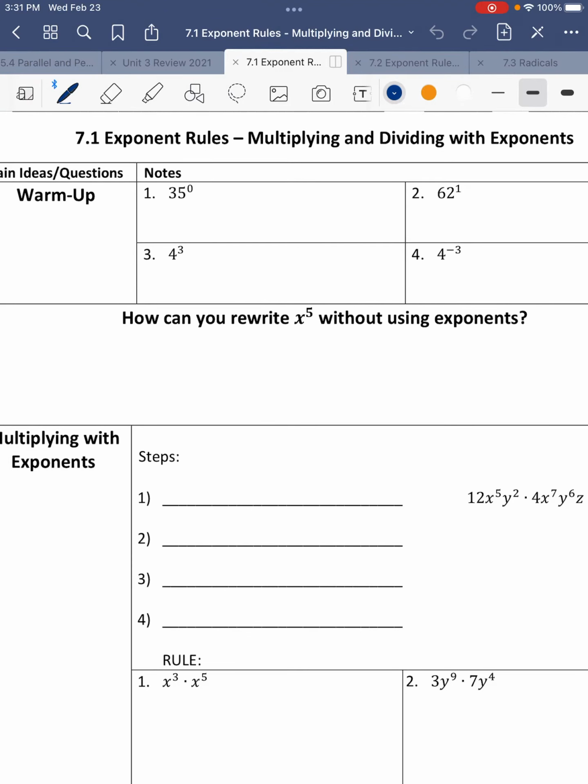Hi, this is exponent rules, multiplying and dividing with exponents.